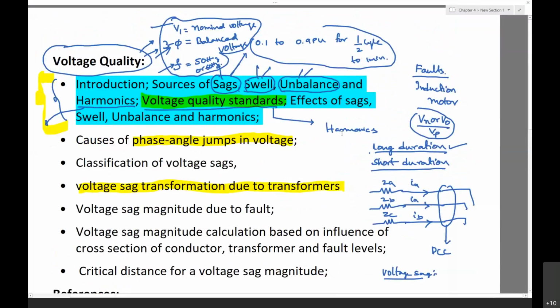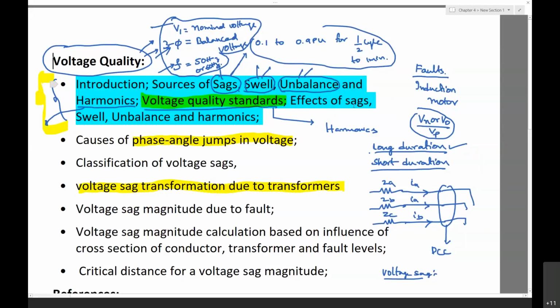The effects of sag and swell have also been mentioned, and then the voltage unbalance effects, what effects there will be in a system, and the harmonics also. If you talk about the effects of a sag, one thing is that every machine has been rated with a voltage.